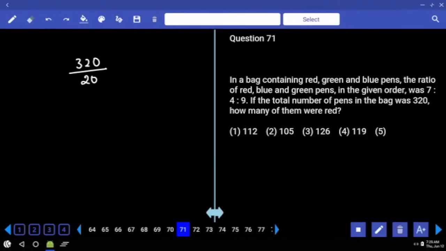And the question is to identify red. Order is red, blue, green. Red is first. How many parts? 7. So 16 into 7, and the number ends with how many? Over.